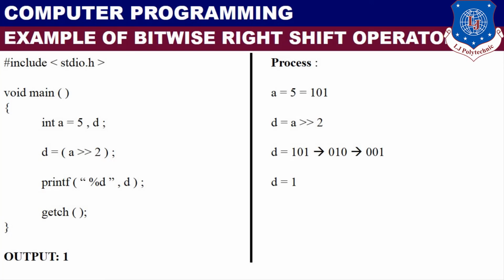The same thing happens in shift left. If you perform the same operation with shift left, the output will be 4. How? a equals 5, which is 101, and we are performing the left shift operator for 2 positions. So 101 will become 100. The 1 at the first position will move to the third position, and we have to maintain the length. So the rest of the 2 positions will be filled with 0. So the answer will be 101 to 100, which is 4.